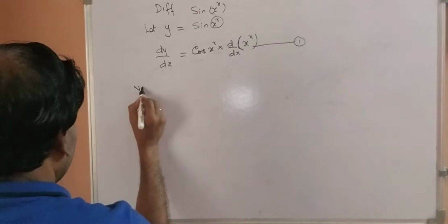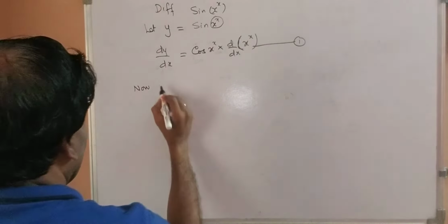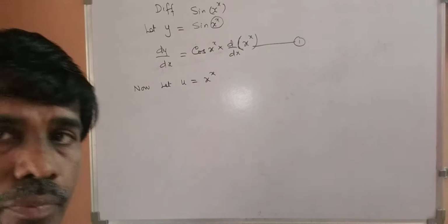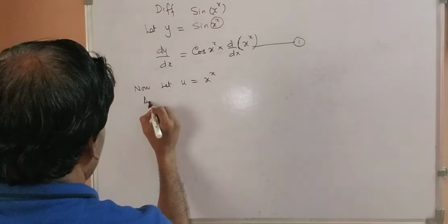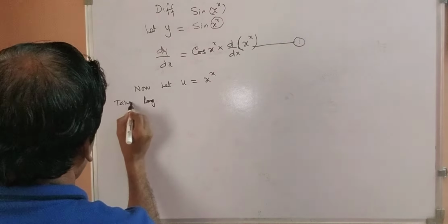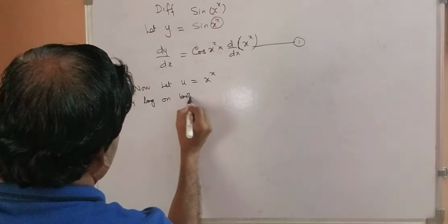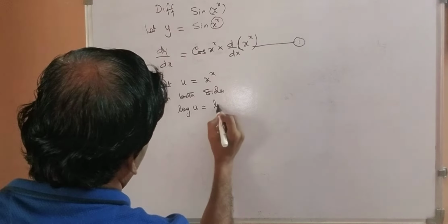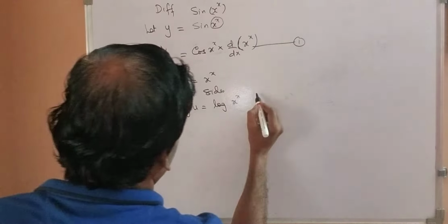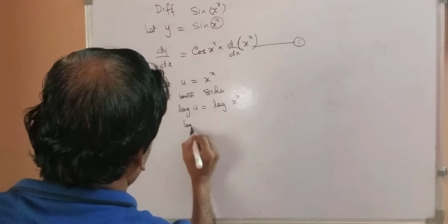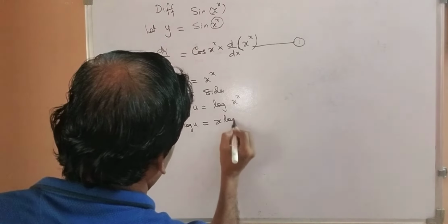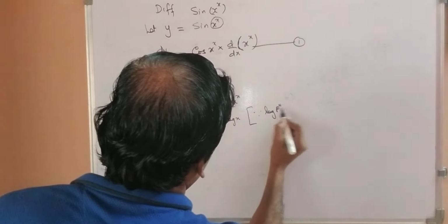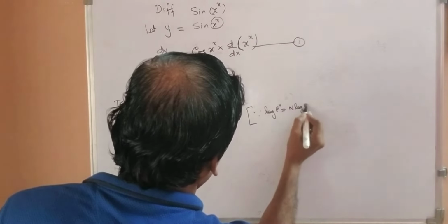So now let u equal to x to the power x. Now we will take log on both sides. So log u equals log of x to the power x. So log u equals x into log x. Why? Because of the formula log p raised to n equals n log p.